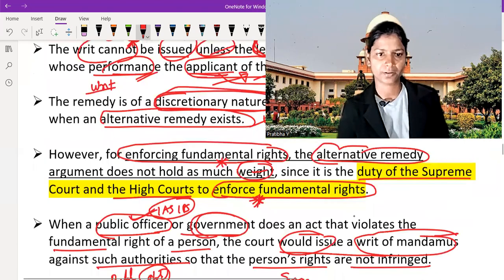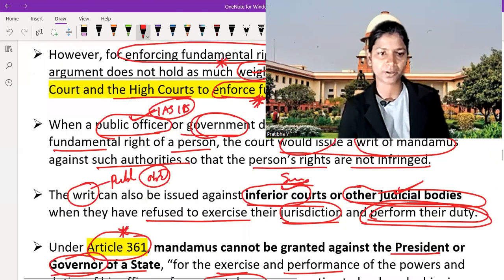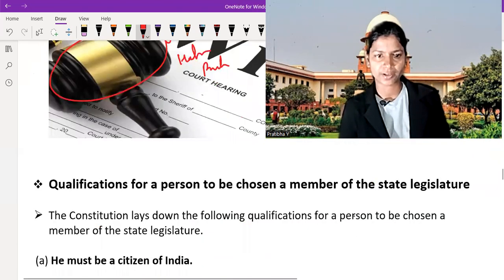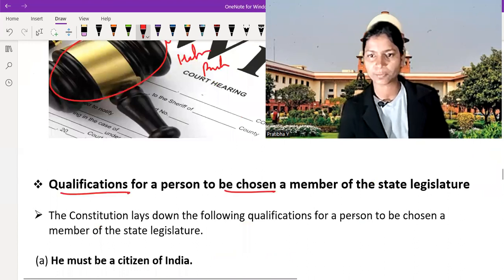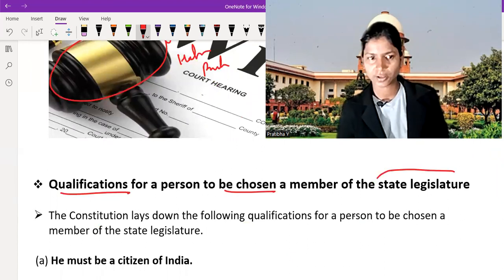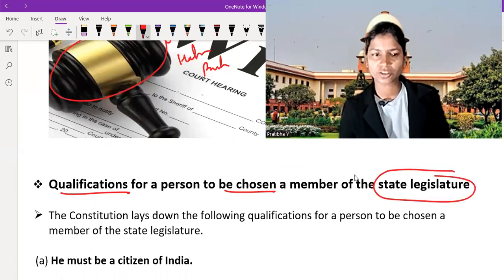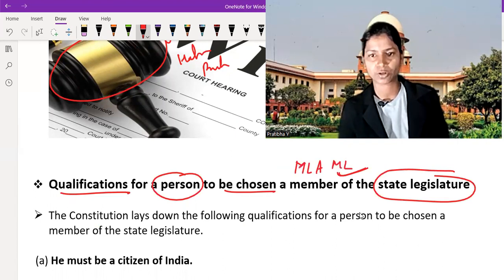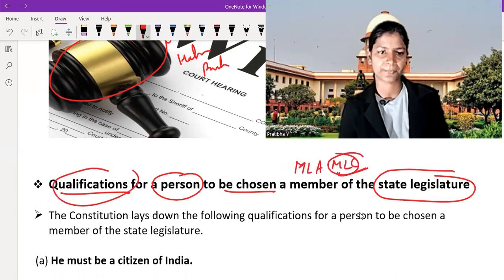So now let's go to another topic called qualification for a person to be chosen as a member of a state legislature. What is the qualification of a person to be chosen as a member of a state legislature? That means MLA or MLC. What are the qualifications of any person?